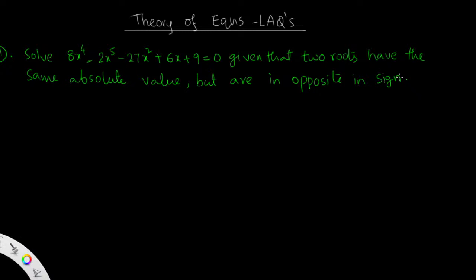The equation is given like that: 8x to the power of 4 minus 2x cube minus 27x square plus 6x plus 9 equal to 0. This is x cube, not 5, this is cube. Given that two roots have the same absolute value but are opposite in sign. So the equation conditions are given.